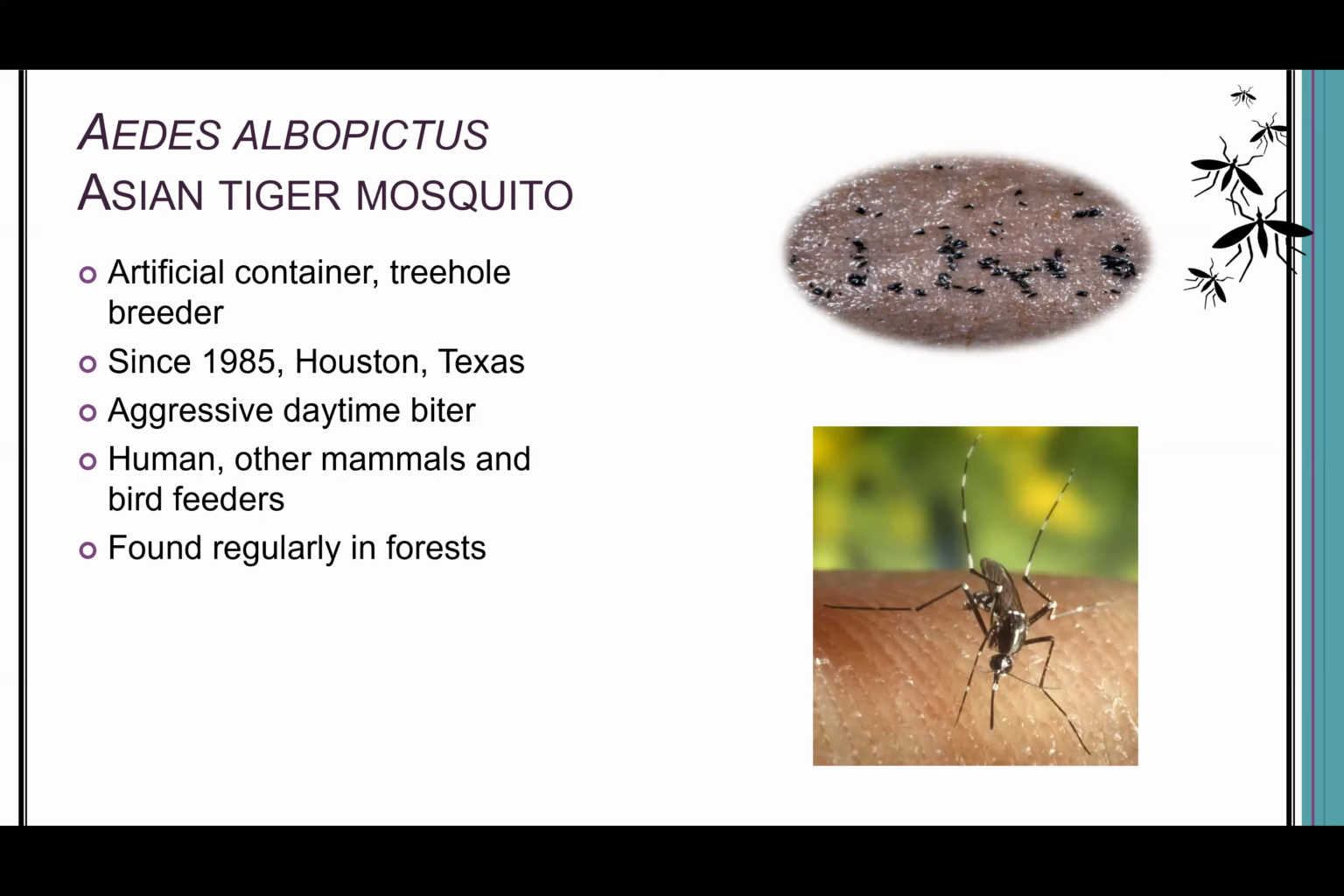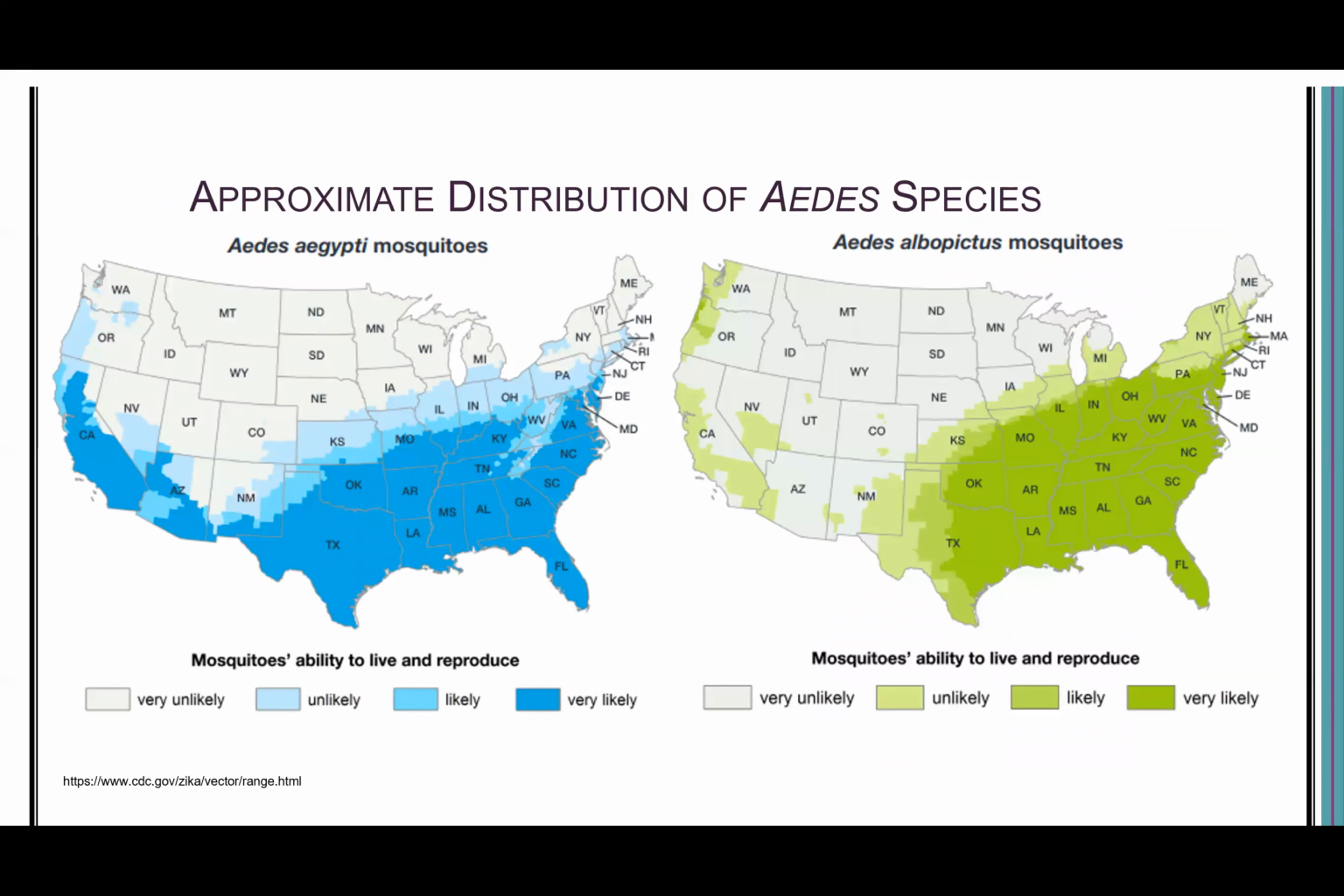This one is not as good of a vector, at least not yet. Can it change? Potentially. But the concern with Aedes albopictus is more about the fact that it's a much more aggressive daytime biter, much more aggressive biter altogether. It bites lots of animals, and it can survive further north. So one thing about these two species is that aegypti is considered more of a tropical species, and albopictus is more temperate. It can go further north.